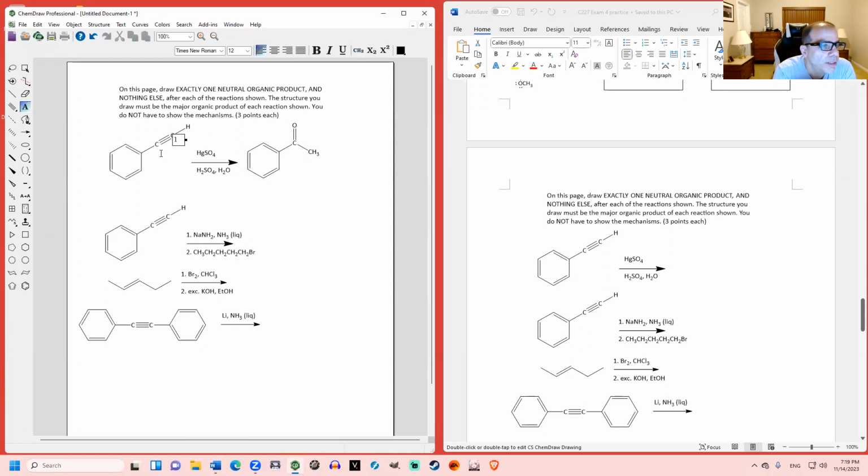This is carbon 1. This is carbon 2. This is carbon 1. This is carbon 2. So you can see where the two carbons go. But oxymercuration of a terminal alkyne gives you a methyl ketone. We went over that reaction in class.